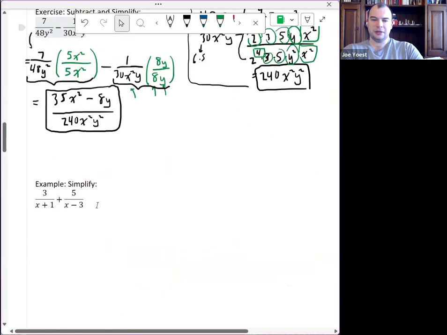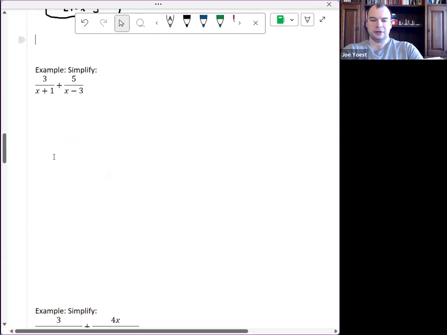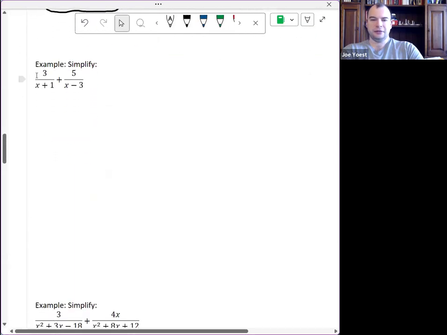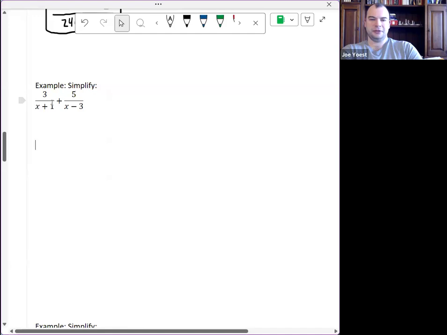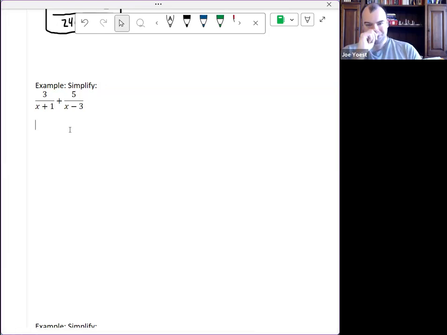All right, let's take a look then at a slightly more complicated situation. So here I have two rational expressions being added together. They have unlike denominators, but the denominators aren't just monomials, they're actually binomials. 3 over x plus 1 plus 5 over x minus 3.